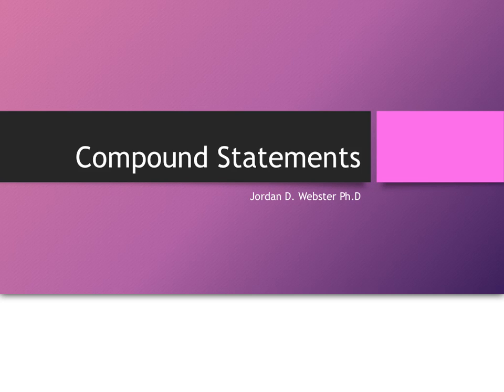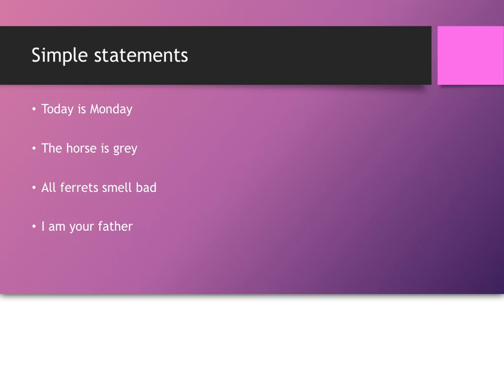So we're going to look at compound statements here, and what I mean by compound statements is we saw simple statements earlier. Statements like today is Monday, the horse is gray, all ferrets smell bad, I am your father. Those are what we call simple statements. Those are the things we saw in the introduction. Some of them have quantifiers. All ferrets smell bad. Those have quantifiers. But they're all statements that can be proven true or false.